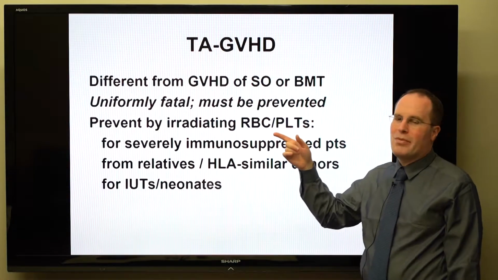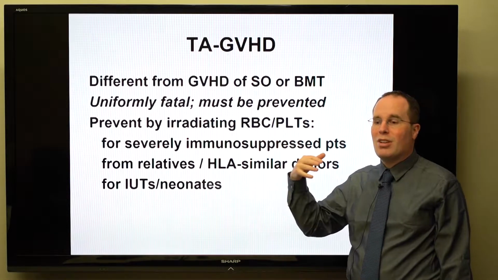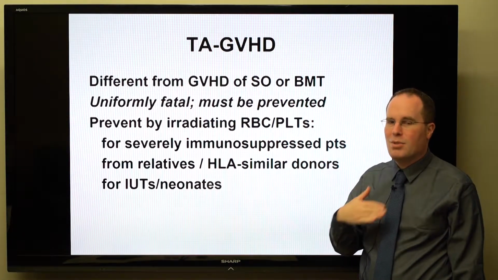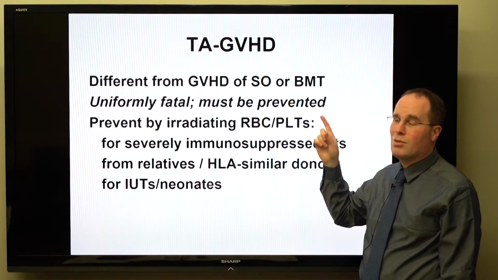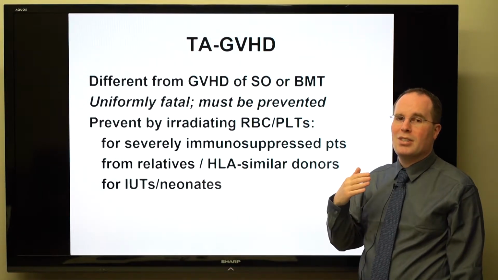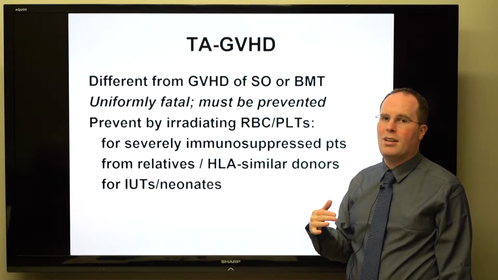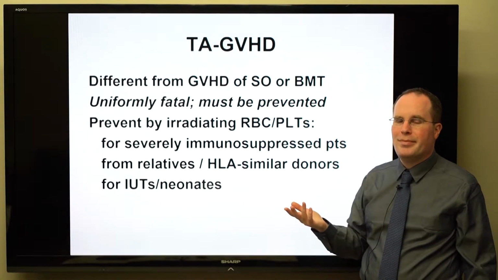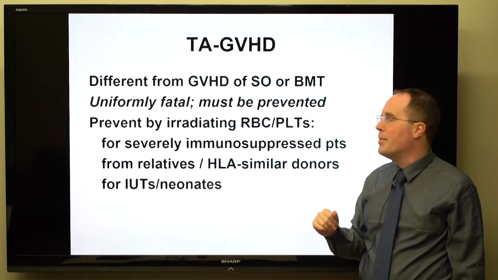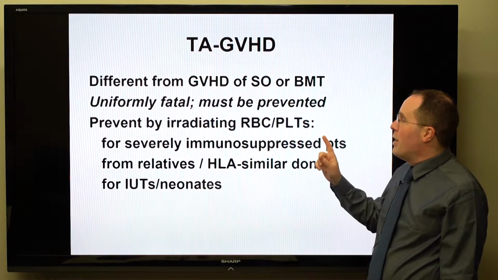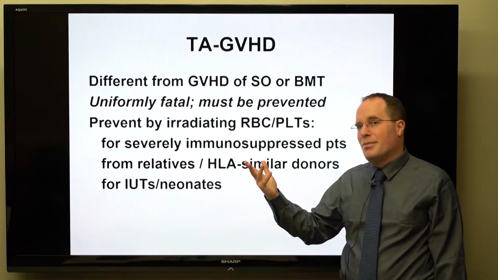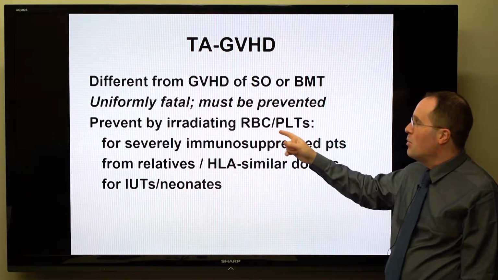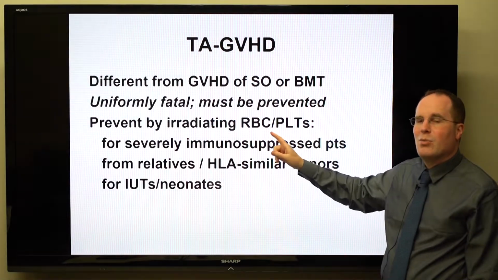The reason it's uniformly fatal is because usually the bone marrow is toast in transfusion-associated GVHD. So the patient has no ability to make neutrophils or any other blood cells, so they end up being a sitting duck and dying from it. So we have to prevent it. Since there's no good treatments for this, we need to prevent it. And how do we do that? We irradiate. We irradiate the red cells and the platelets.